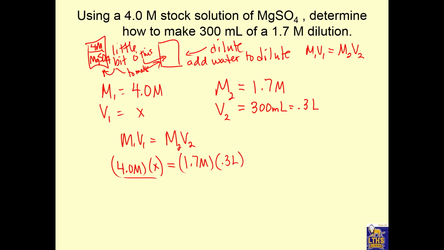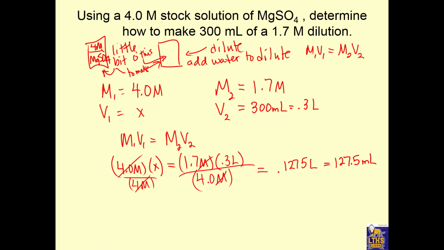Now to solve for this x, I've got to divide by the 4 molar. Goodbye. Divide by the 4 molar. Look, molarity cancels out. So my answer for x is going to be in liters. And I find out it's 0.1275 liters, which equals 127.5 milliliters. But what does that mean?